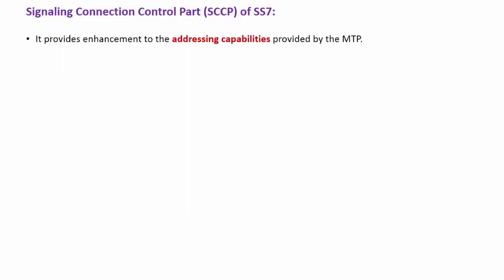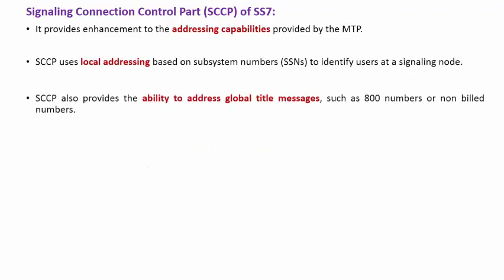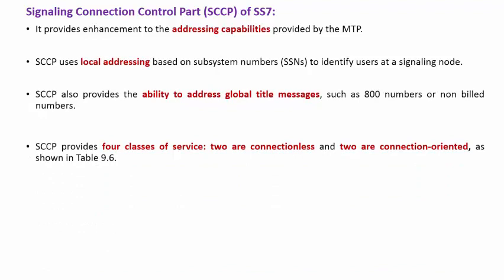The next block in this protocol architecture is the signaling connection control part, that is SCCP. This SCCP is responsible for enhancing the addressing capabilities provided by the MTP, that is the message transfer part. It uses local addressing based on subsystem numbers, that is SSN, to identify the user at the signaling node. Also, it provides the ability to address global title messages such as 800 numbers or non-billed numbers.